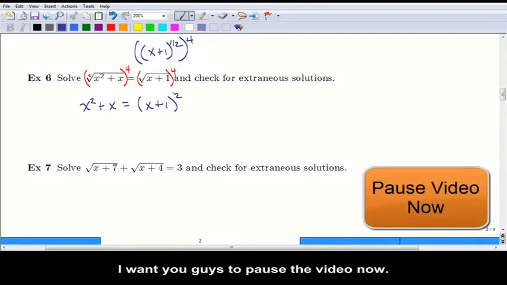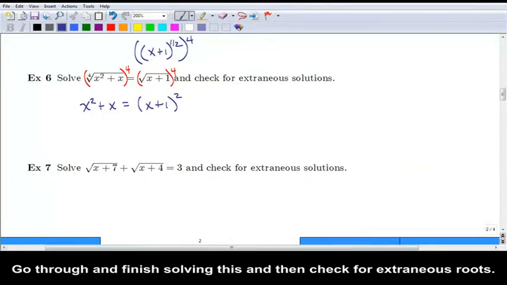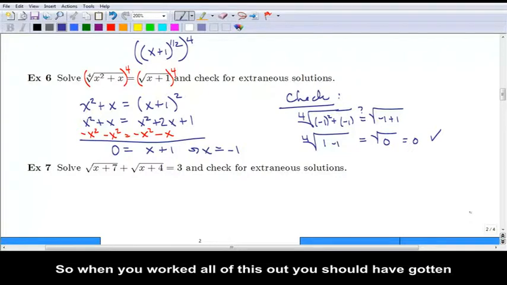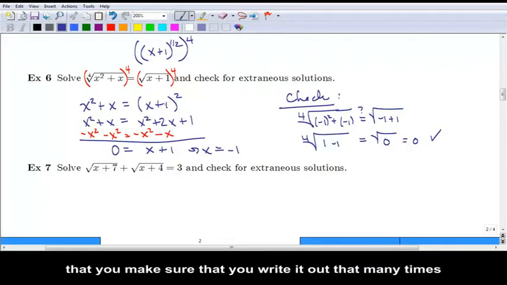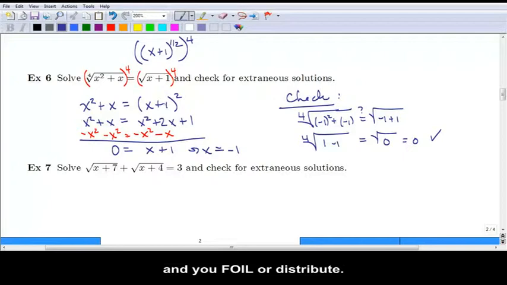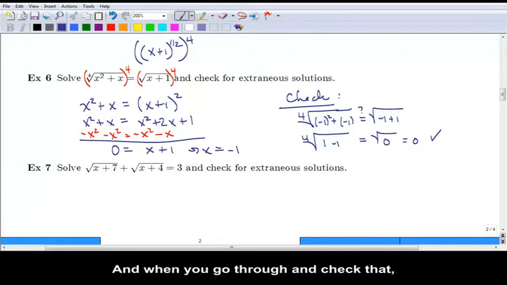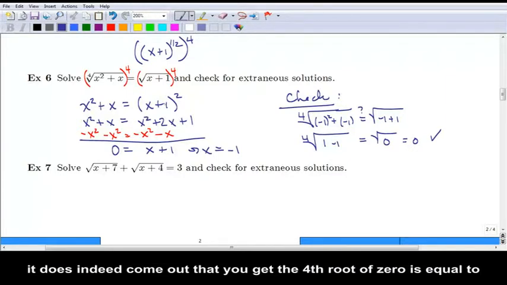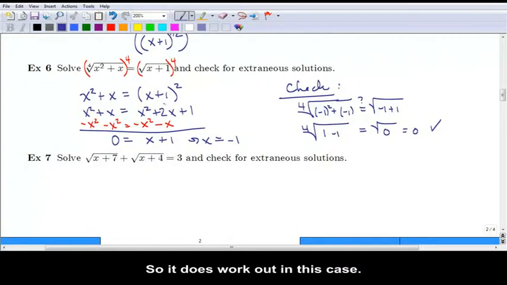I want you guys to pause the video now, go through and finish solving this, and then check for extraneous roots. So when you worked all of this out, you should have gotten that x was equal to -1. Again, be careful when you're squaring out any kind of polynomial that you make sure that you write it out that many times, and then you FOIL or distribute. Do not distribute exponents over sums and differences. You should have gotten that x was -1, and when you go through and check that, it does indeed come out that you get the 4th root of 0 is equal to the square root of 0, and both are equal to 0. So it does work out in this case.